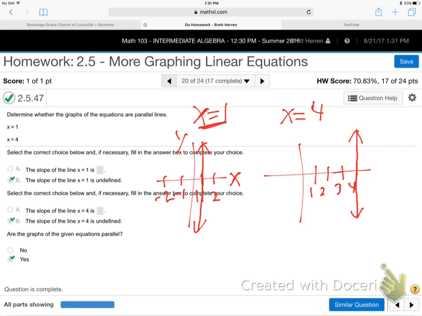So that's the graph. So I'm actually going to just look at the graph. I can't solve for y, so I'm just going to look at the graphs really quick. One of them is a line going through the x-axis at 1. One of them is at 4. So you tell me, what do you think about those lines? Are they parallel or not?